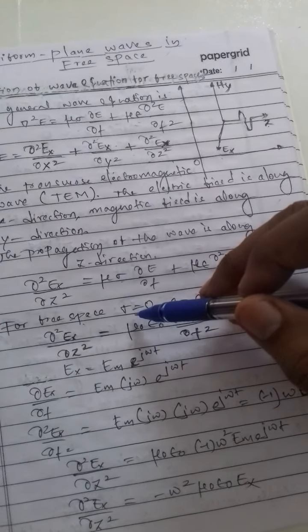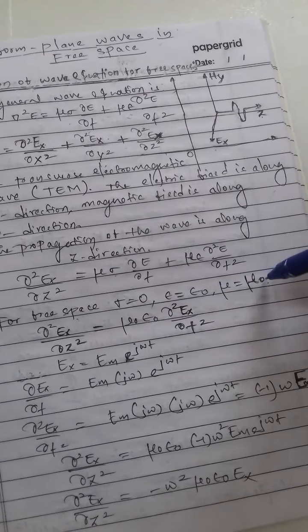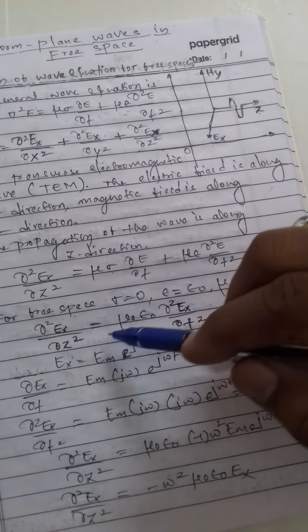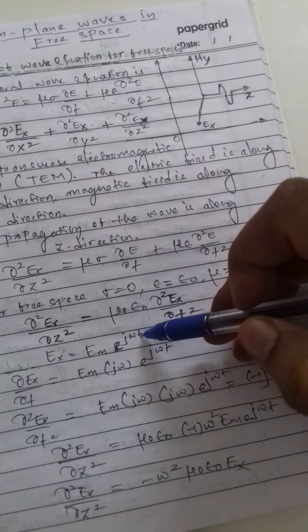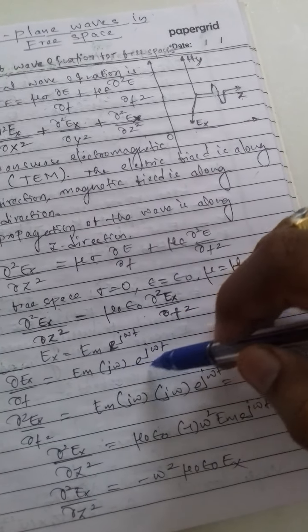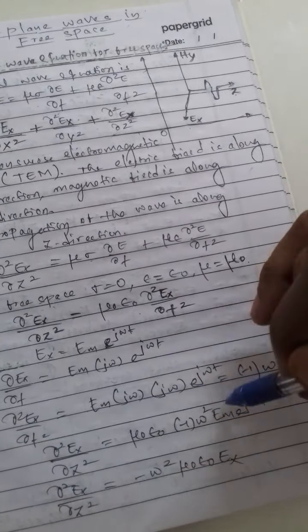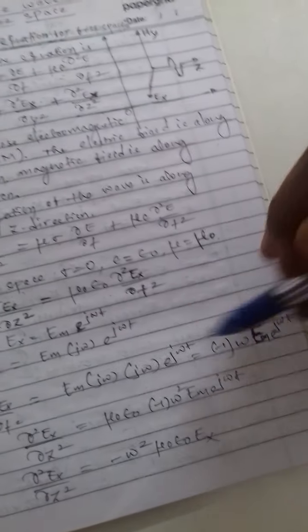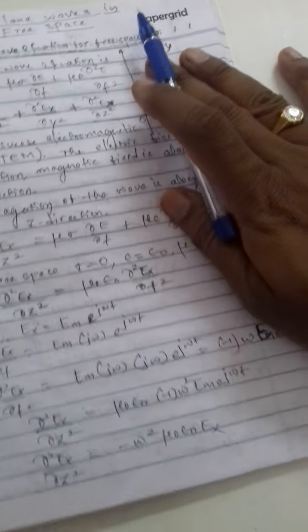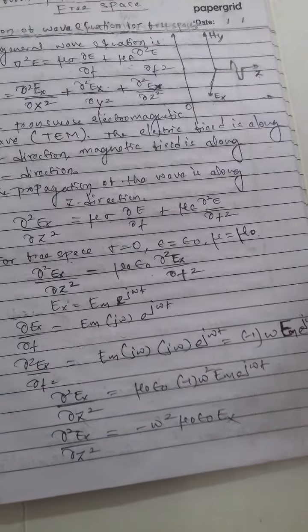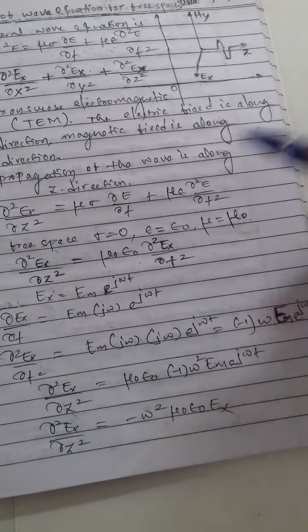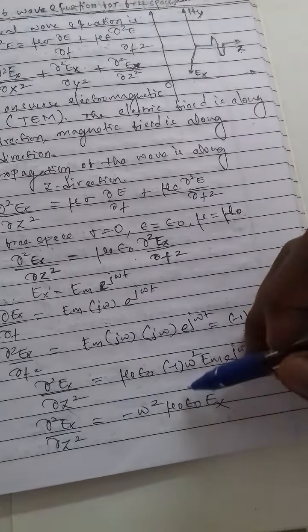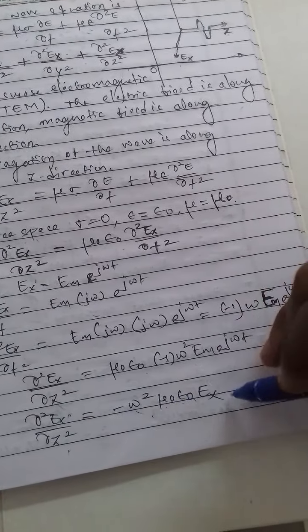For free space, sigma is equal to 0, epsilon is equal to epsilon naught, mu is equal to mu naught. Dou square Ex upon dou z square is equal to mu naught epsilon naught dou square Ex upon dou t square. Ex is equal to Em e raised to j omega t, so dou Ex upon dou t is equal to j omega Em e raised to j omega t. Dou square Ex upon dou z square is equal to mu naught epsilon naught into bracket of minus omega square Em e raised to j omega t, that is minus omega square mu naught epsilon naught into Ex.